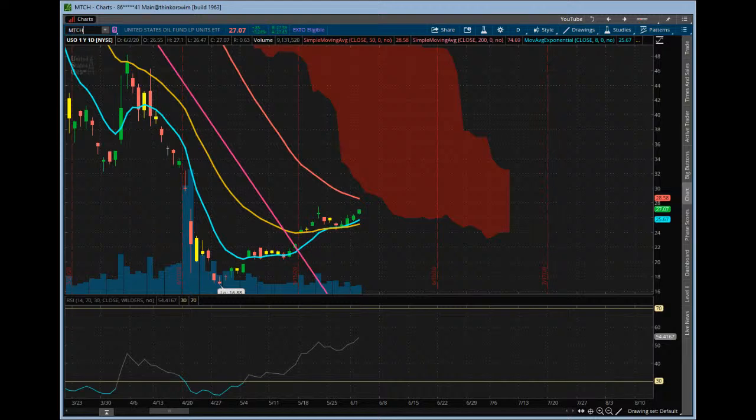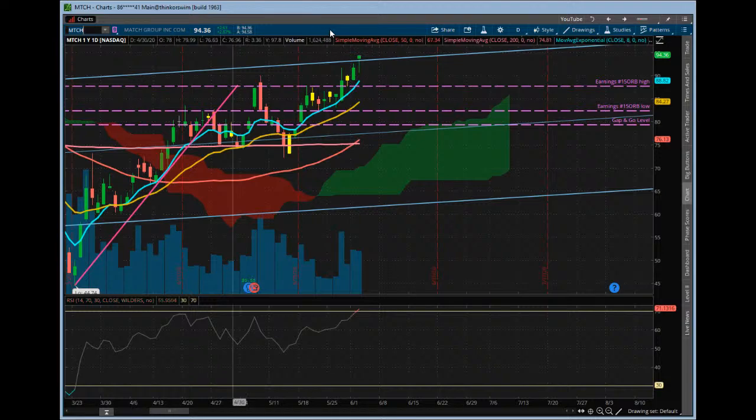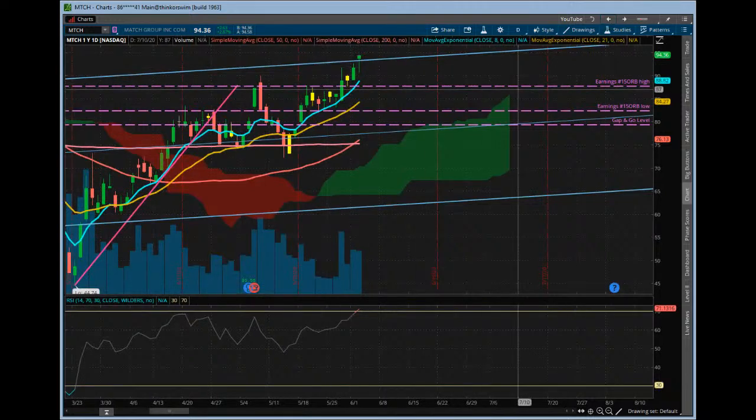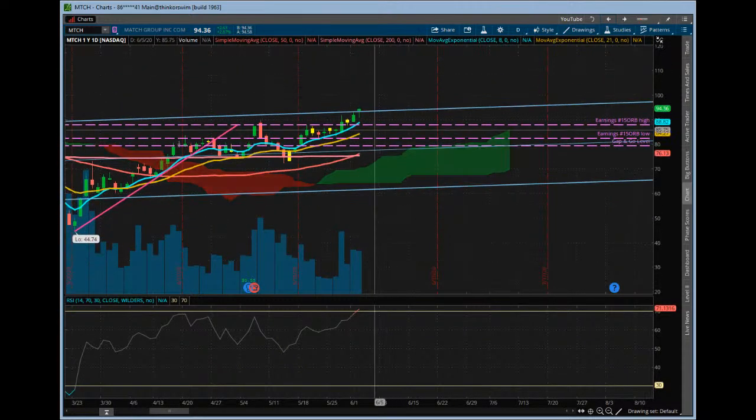Bagish, and Match. I saw a little news on Match here today. So a decent move here, just kind of hanging out. So it's vibing, and a little bit of a hammer there today. Not quite a lot of volume, but I like how it's been working its way up.